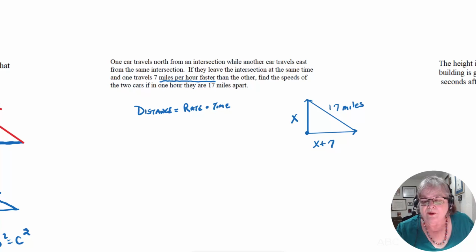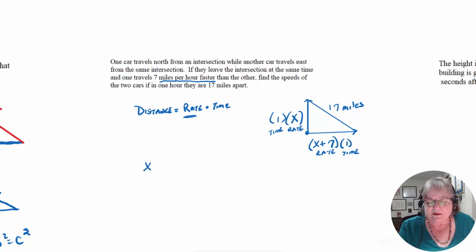So how do we get from rates to distance? We multiply by time. So x plus 7 is a rate times the time, which is 1 hour, would be some distance. And this x, which is a rate, times its time, which is 1 hour, would be a distance. Okay, so x times 1 plus x plus 7 times 1.